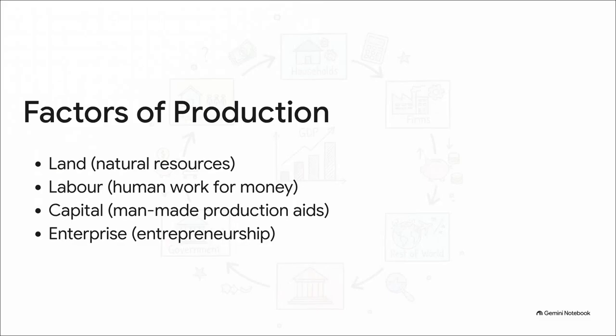Now, to actually make this flow happen, we need a few foundational components. We call these the factors of production. First up is land, which is basically all your natural resources. Then we have labor, meaning the physical or mental human work done specifically for a paycheck. Next is capital. And actually, scratch that. It's not just money sitting in a bank. In economics, capital means man-made goods used to generate more wealth.